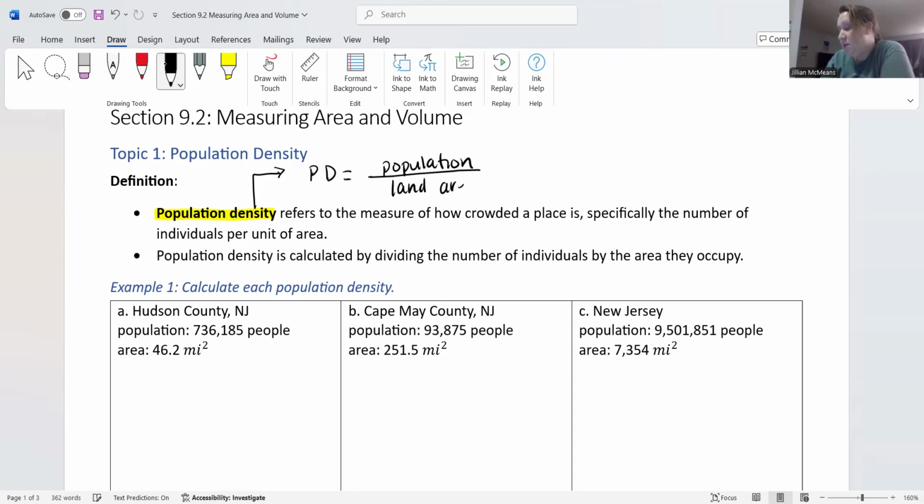And I believe I mentioned this in a previous video, but I have a long-standing love affair with New Jersey. I simply love the state. I love North Carolina too, but I really love New Jersey.